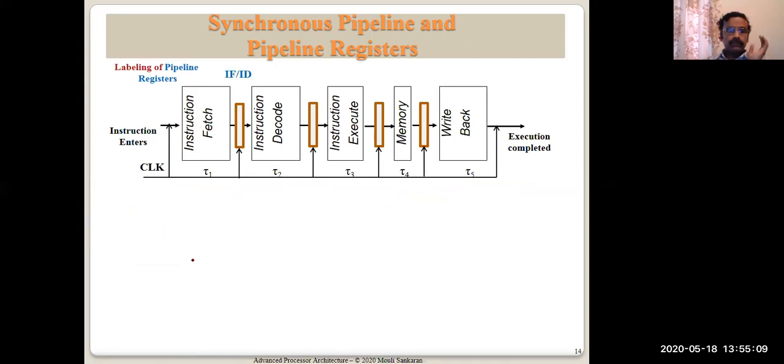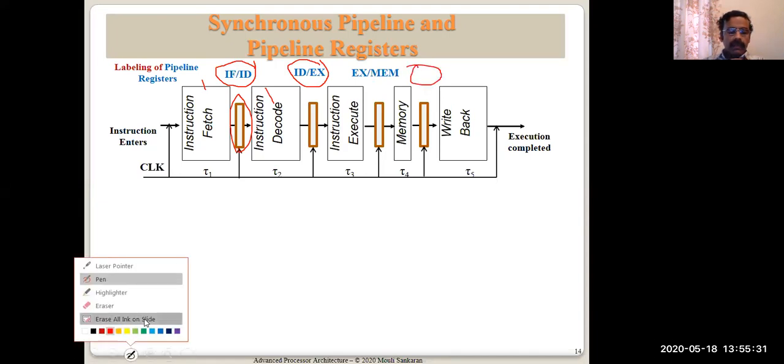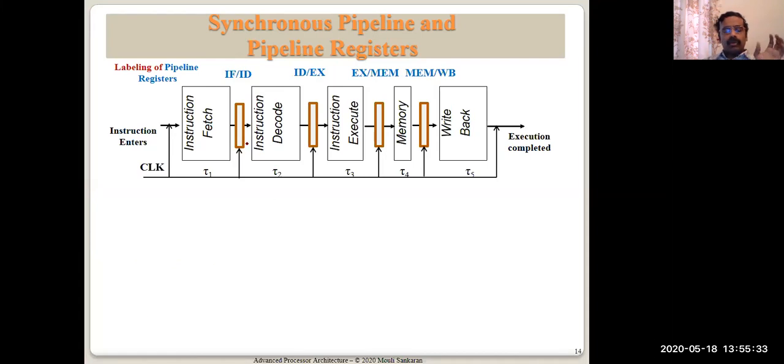So I think I have now explained the synchronous pipeline. Let me say how these pipeline registers are named. This is the IF stage and this is the ID stage; it is named IF/ID. This pipeline register is called ID/EX. This is EX/MEM. You know the name of this, okay? EX/WB. So each of the registers has some name.